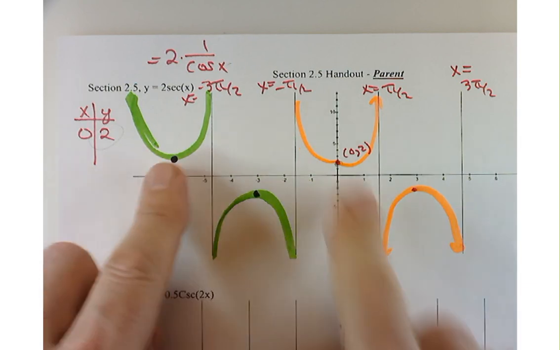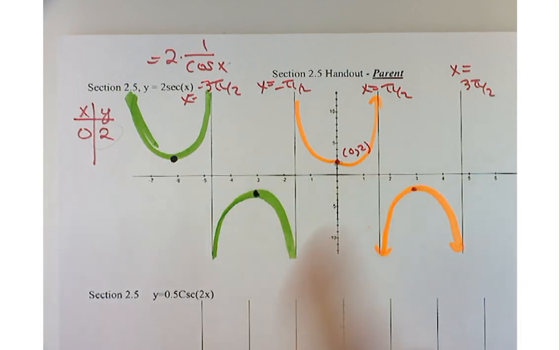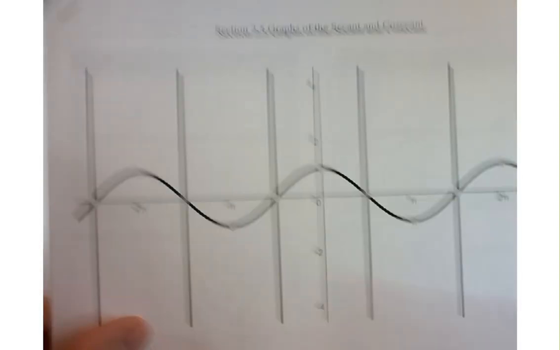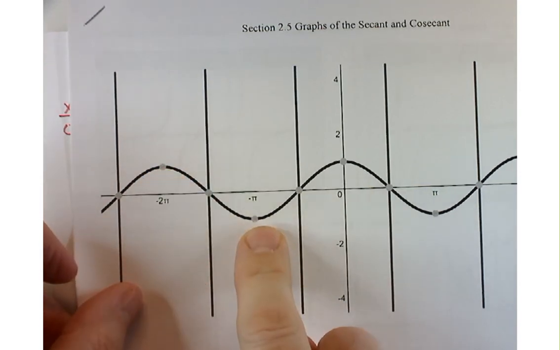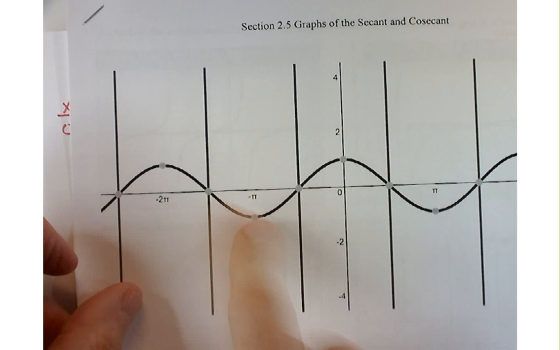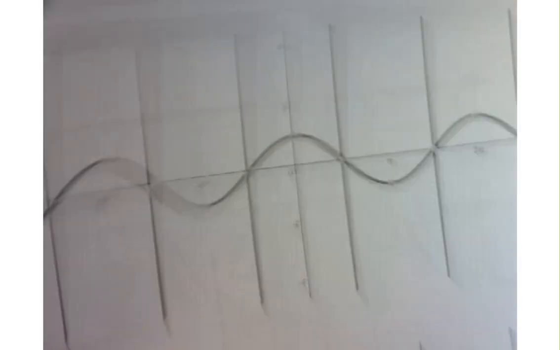The apex here is going to match the apex of the sine or cosine function from which that comes. Right here and right here. So these maximums and minimums are going to match the minimums and maximums of the associated secant or cosecant function.